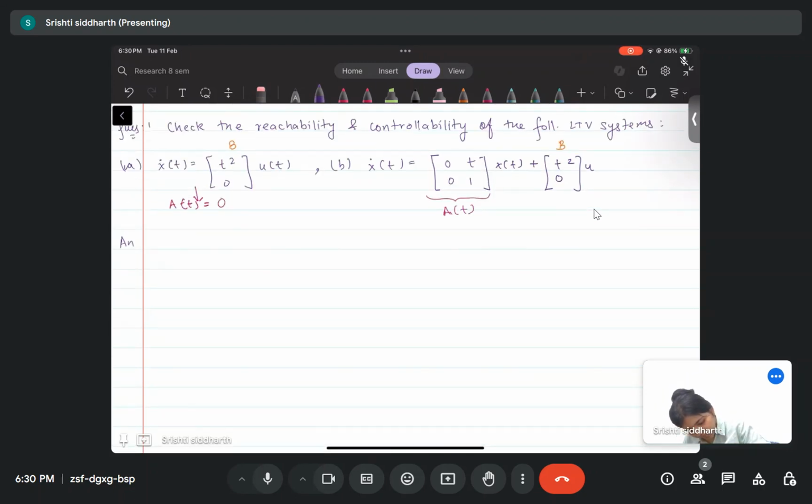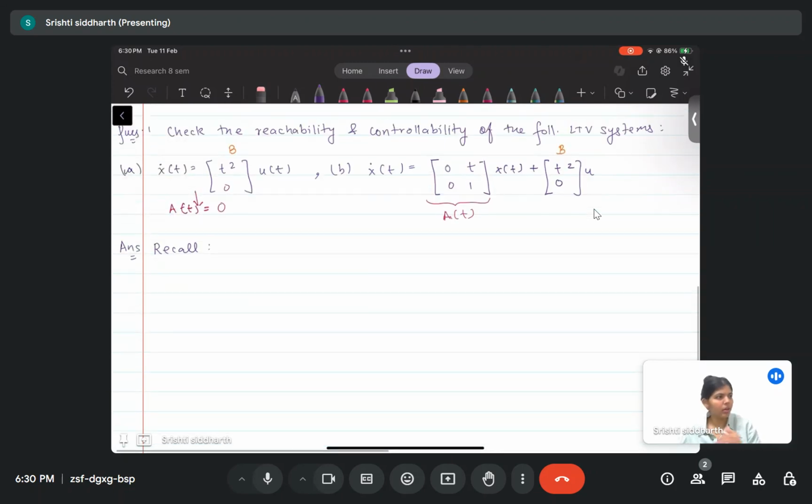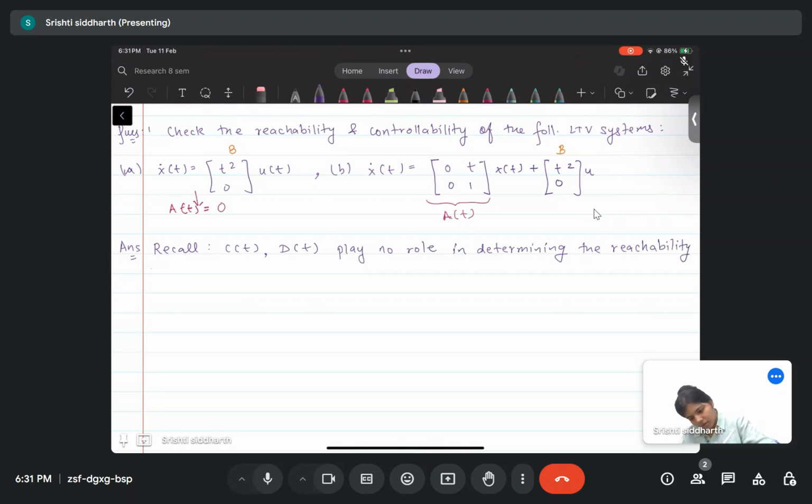Alright. So recall that the matrices C and D in the state space system do not play any role in determining the controllability or reachability of the system. So we won't specify them in any of these questions. So C(t) and D(t) play no role in determining the reachability or the controllability.